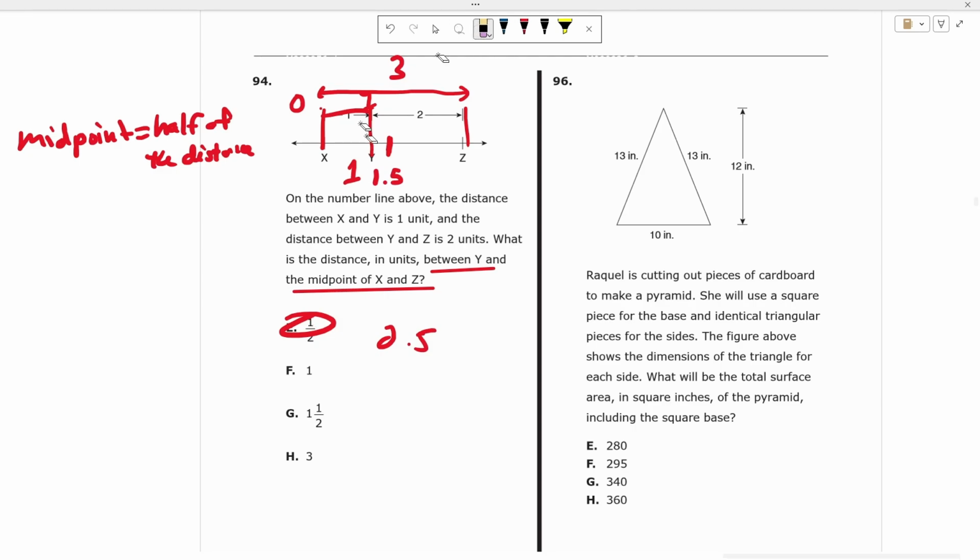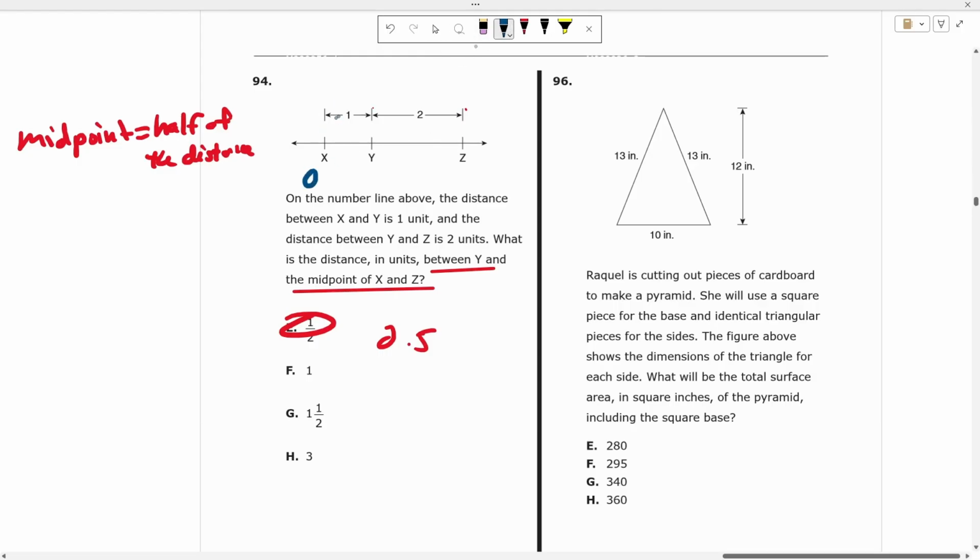Okay? How do I know that Y is at the position 1? Because we start at X, which is going to be 0. We go all the way 1 from 0, or 0 plus 1, which lands us at 1. And we found half of the total distance, X and Z. The total distance of XZ was 3. Half of 3 is 1.5. 1.5 is right here. 1.5 minus 1 is equal to 0.5, which is the answer.